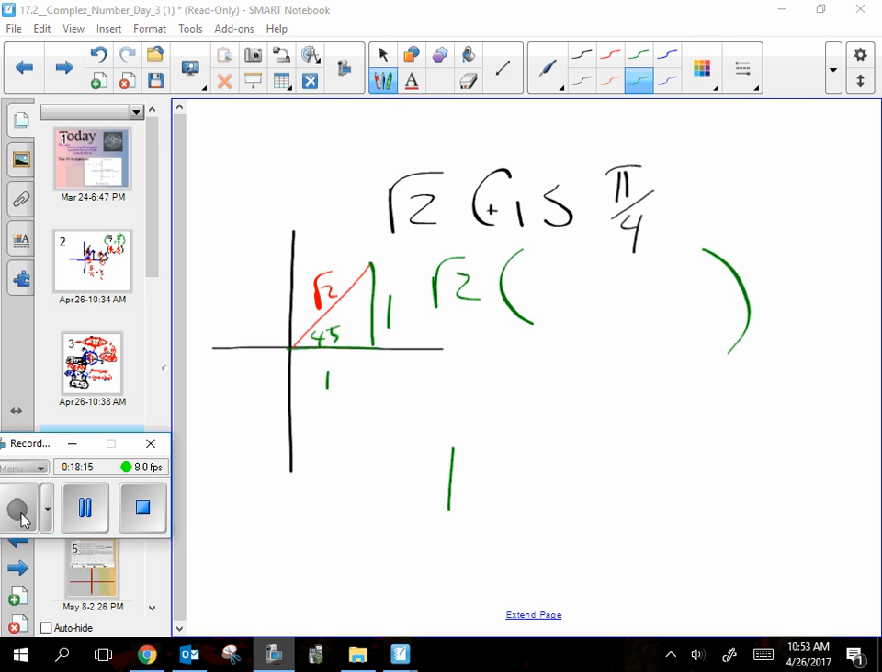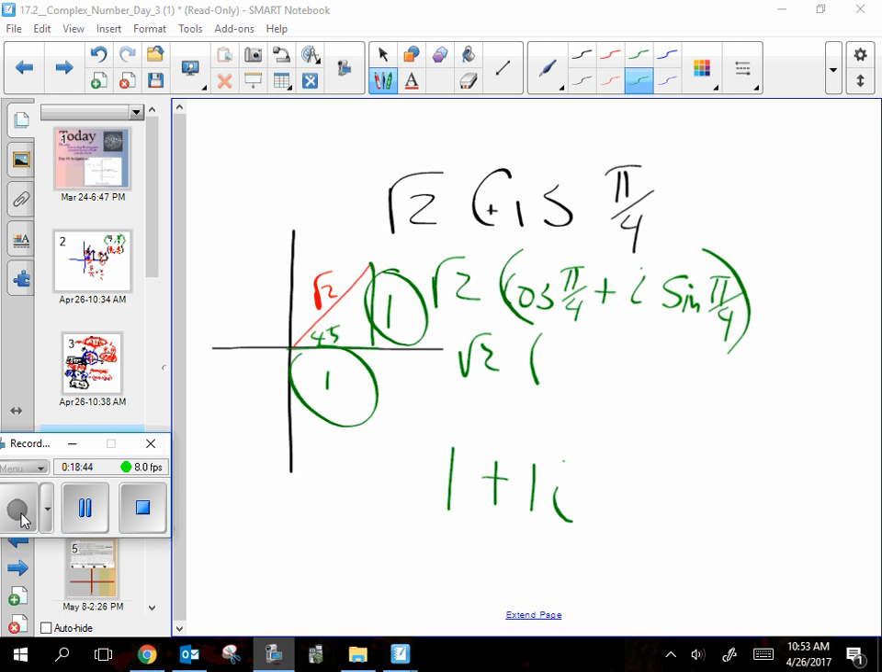1 plus 1i. It's that, and then the i tacked on at the end. That's all there is to it. Could you have gone through and figured out cosine of pi over 4 plus i times sine of pi over 4? Yeah, you could have done that. That'd be the long, slow way. Picture's way faster.